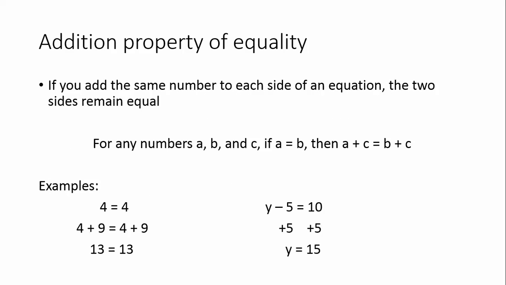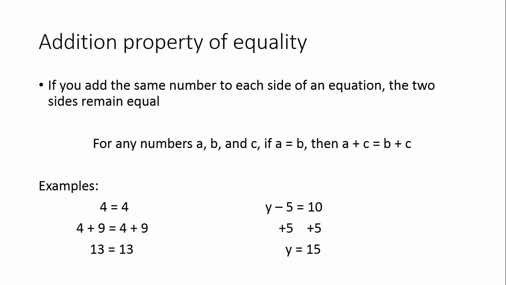So let's look at the addition property of equality. If you add the same number to each side of an equation, the two sides will remain equal. So for any numbers a, b, and c, if a equals b, then a plus c will equal b plus c. Notice the addition of c to both sides of the equation keeps it equal.